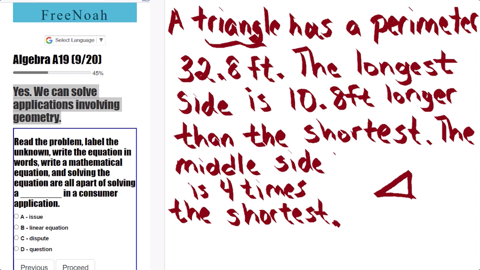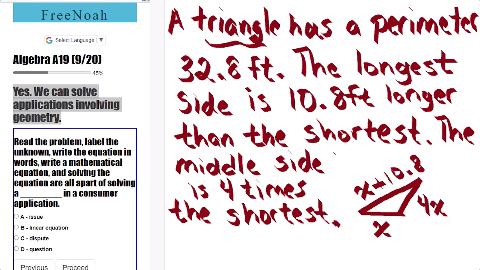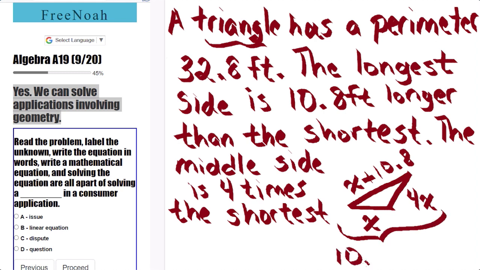Perfect. Let's draw a bigger triangle here. Alright. Let's label our x. Now we're going to take the longest side and label it as x plus 10 and 8 tenths. Looks good. And then we're going to take the middle side and mark it down as 4x. Now let's write an algebraic equation. Everything has a perimeter of 32 and 8 tenths feet, and we need to find the length of each side here.